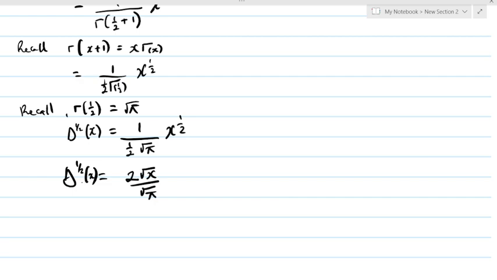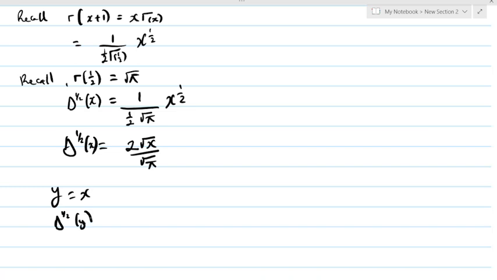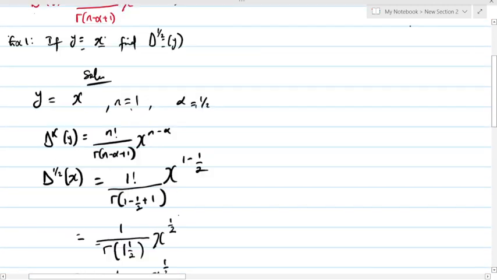So you can see the beauty of fractional calculus. We have successfully solved that when y equals x, the half derivative gives us this wonderful expression. And the full derivative, dy/dx, that will give us what? Yeah, that will give us 1. Alright, so that is that.